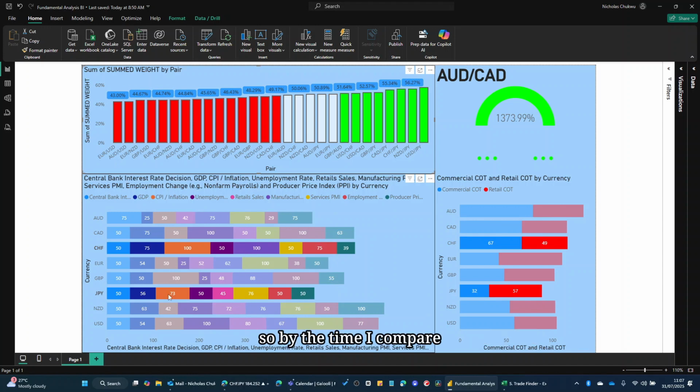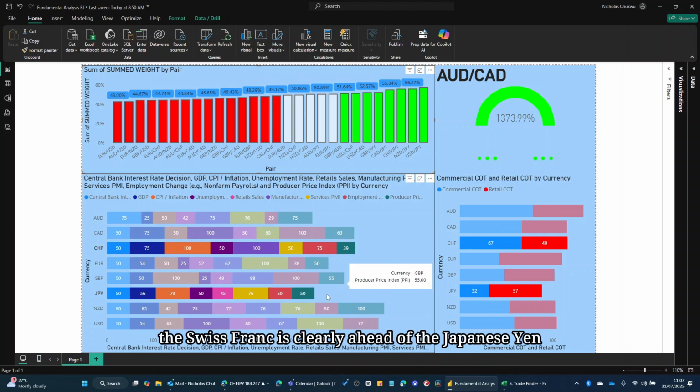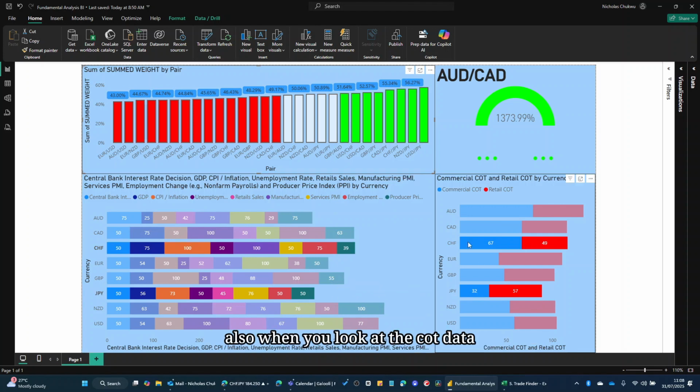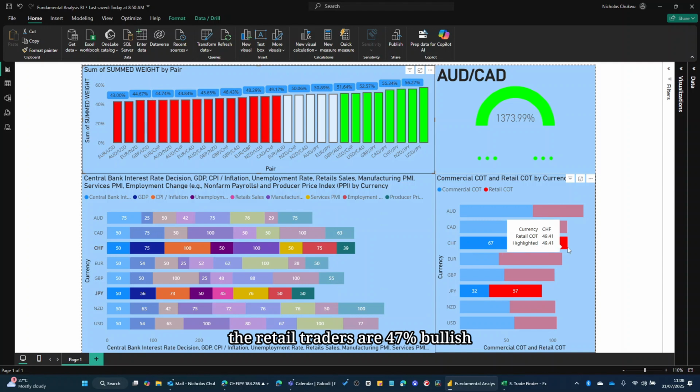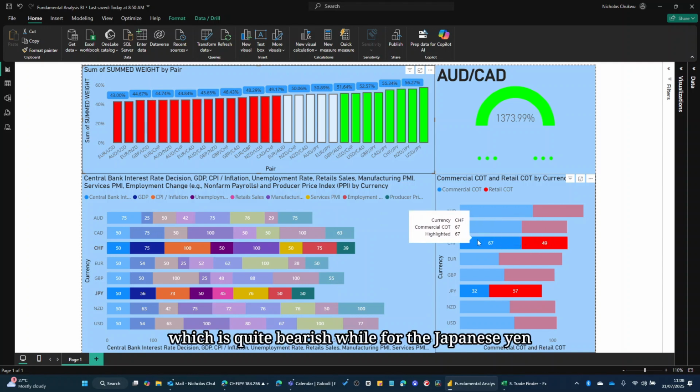So by the time I combine all their news information and compare it against the combination of all the Swiss franc news, you can see the Swiss franc is clearly ahead of the Japanese yen. Also, when you look at the COT data, the commercial traders are 67% bullish here, while the retail traders are 47% bullish, which is quite bearish.